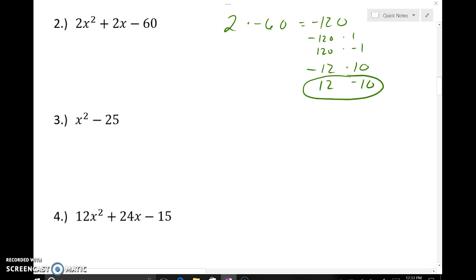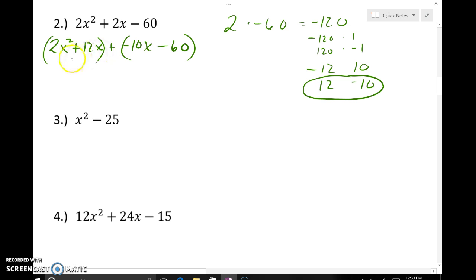So I'm going to uncombine like terms by breaking apart that middle term and rewriting it as 12x and negative 10x. So here we go. 10x squared plus 12x plus negative 10x minus 60. So now I've got my 4-term polynomial, and I'm going to go ahead and group the first two and the last two, and I'm looking for the greatest common factor of each.